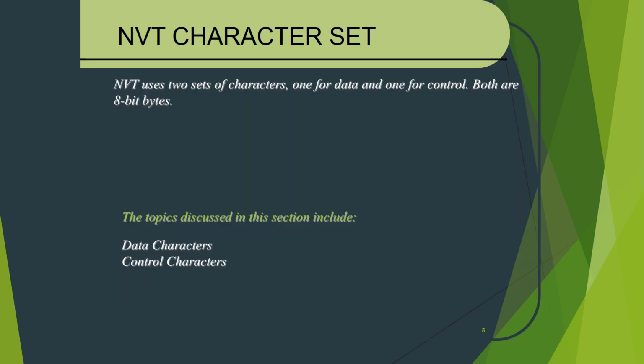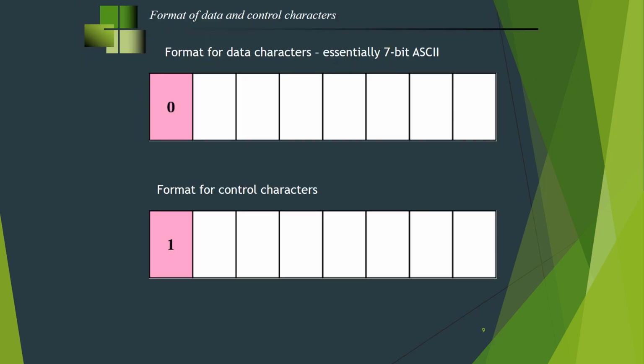Now we will have a comment on these data characters and control characters of NVT. The format is for data characters 7-bit ASCII, essentially higher bit is 0, and for control characters 7-bit ASCII and the higher bit is 1. So the data character and control character bifurcation is in terms of the higher bit, that is 0 and 1.